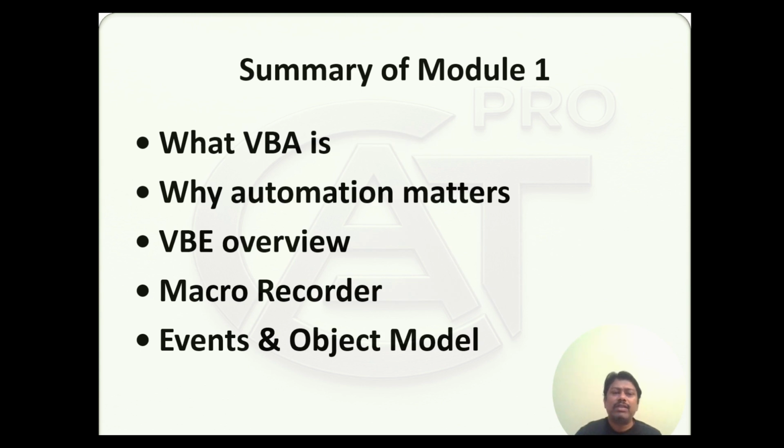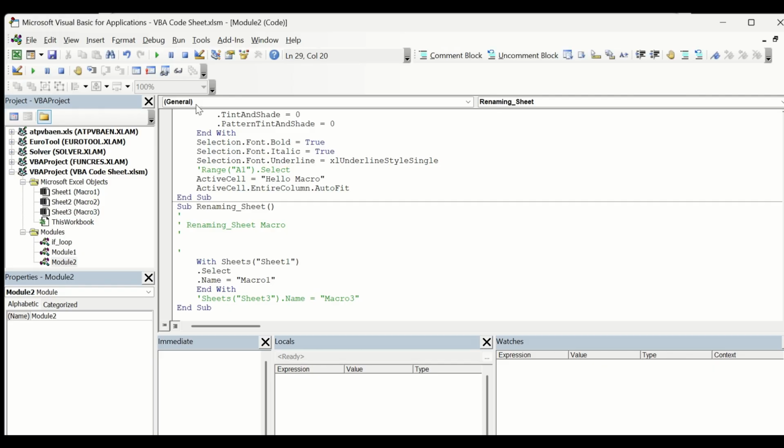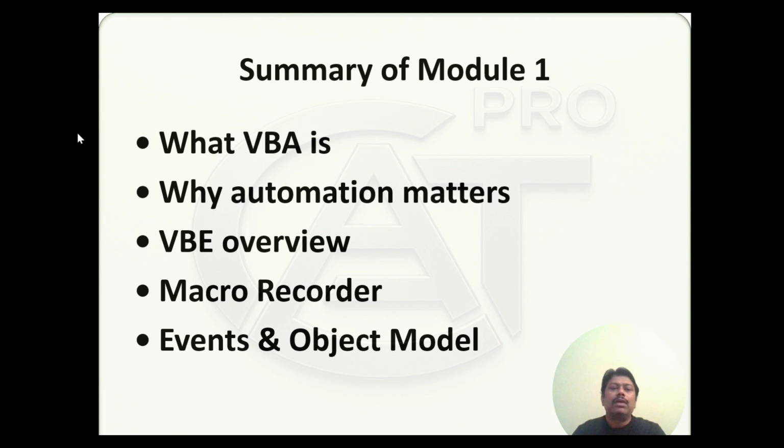Summary of Module 1. What is VBA? Why automation matters? VBE overview. VBE means Visual Basic Editor. That is the code environment which compiles all the things which we have discussed, like the immediate window, code window, project explorer, properties window, which I have already shown you. Once again, I am showing you all these in the VBE overview, the macro recorder, which we just did, events and the object model. This is the summary of module 1.